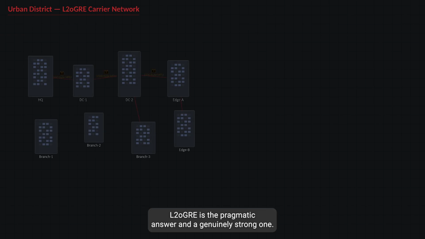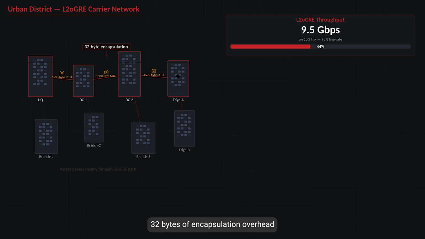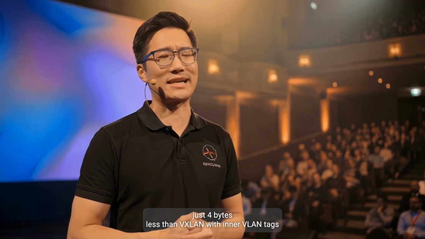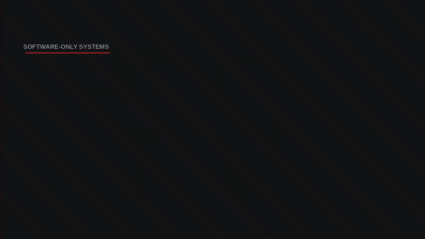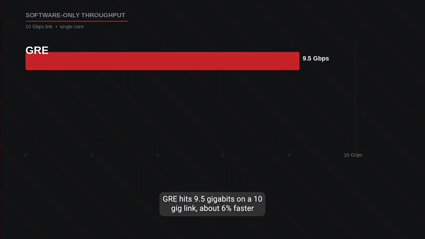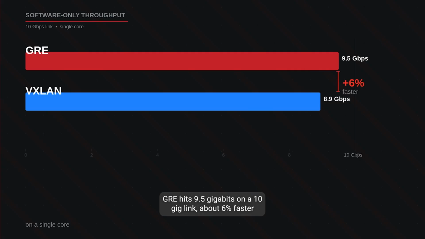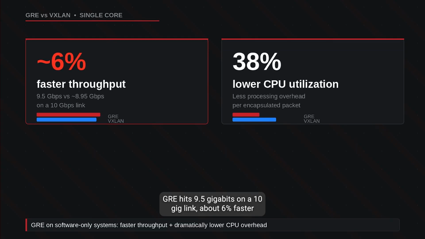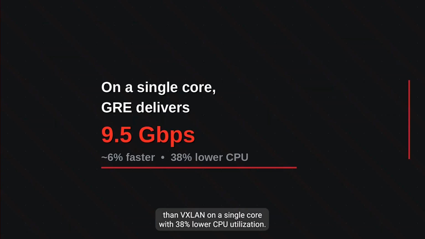Layer 2 over GRE is the pragmatic answer, and a genuinely strong one. 32 bytes of encapsulation overhead, just 4 bytes less than VXLAN, with inner VLAN tags carrying service segmentation. On software-only systems, GRE hits 9.5 gigabits on a 10 gig link, about 6% faster than VXLAN on a single core, with 38% lower CPU utilization.